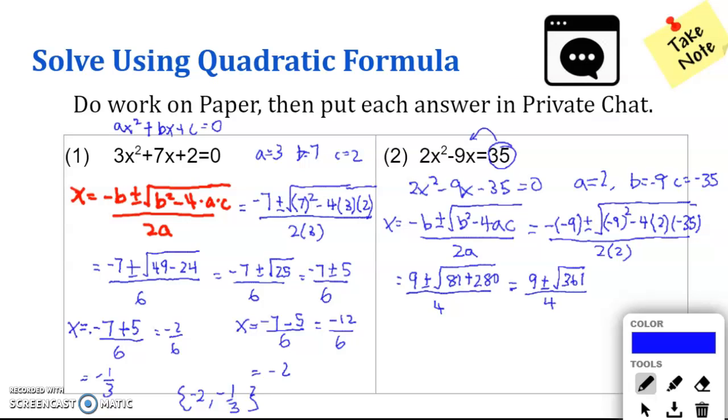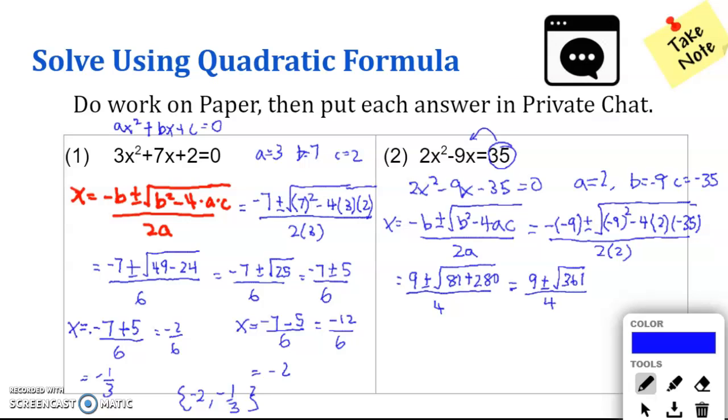Now, can I simplify the square root of 361? 361 is not a perfect square. Does it have any factors? Is it divisible by 4? No, because it's not even. What about 9? No, it's not divisible by 9. What about 16? No. 25? No. 36? No. 49? No. 64? No. 81? No. 100? No. 121? No. 144? No. And so on. So I am pretty sure that 361 does not have a factor that is a perfect square.